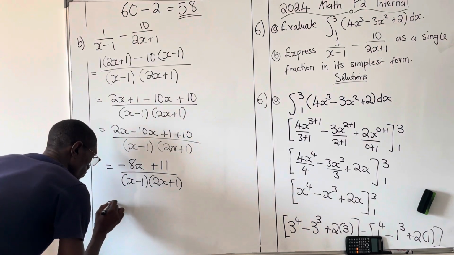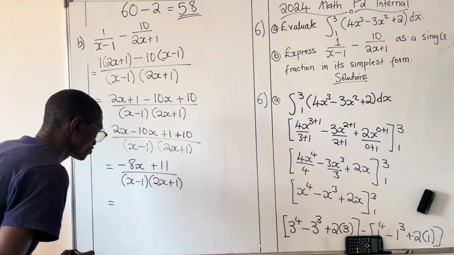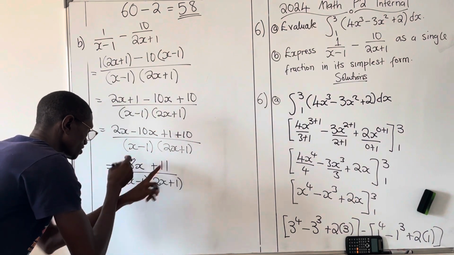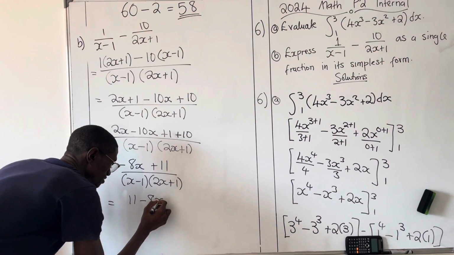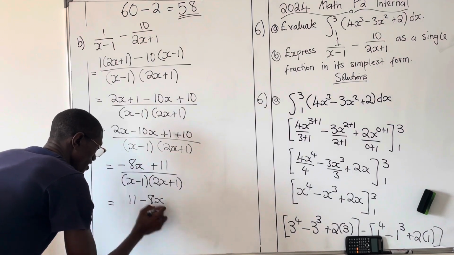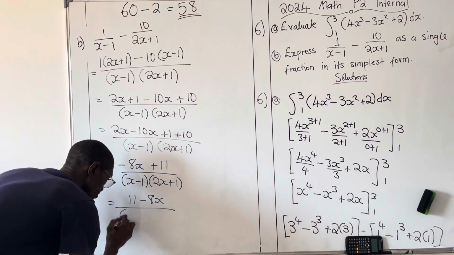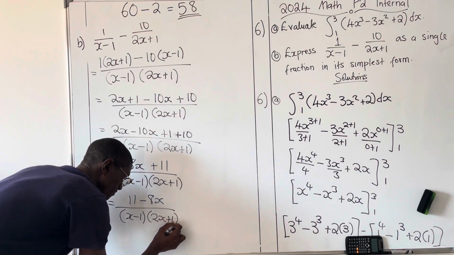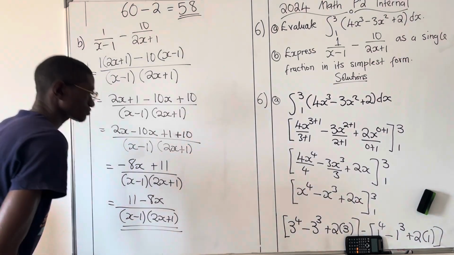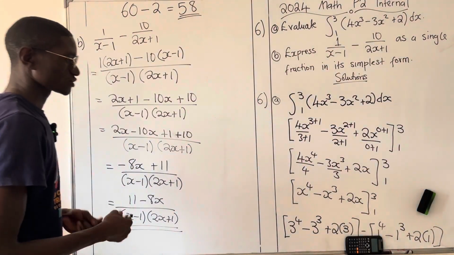Okay, so it's recommended that your answer starts with a positive value, so we're going to swap the top values. So it's going to be 11 minus 8x. The positive 11 is there, like that. And then the denominator won't change. Still remains the same. And you are done. Alright, so that is that.